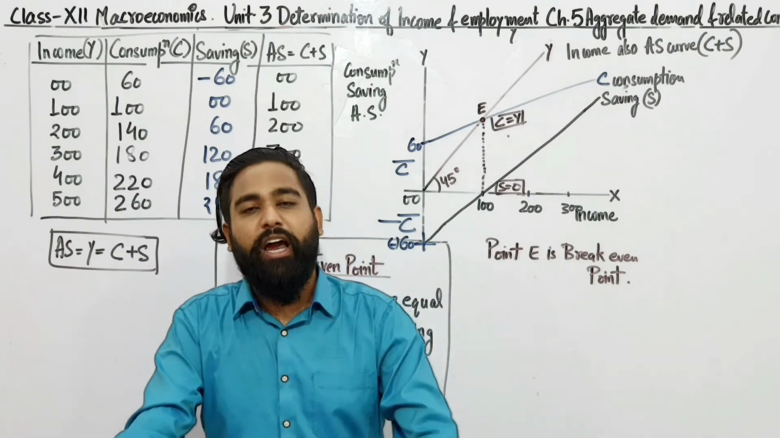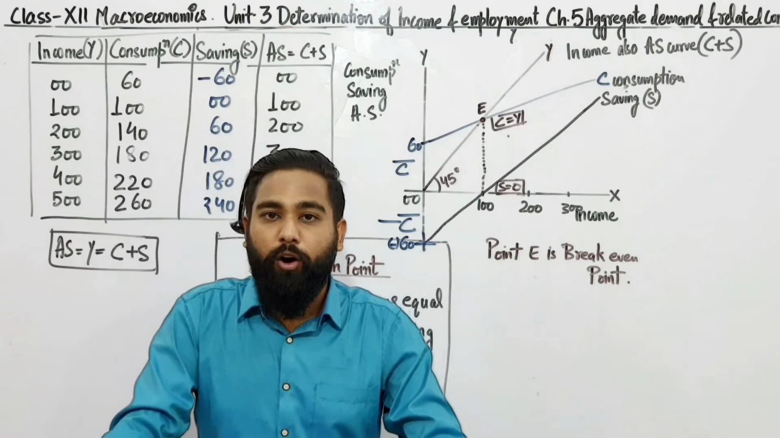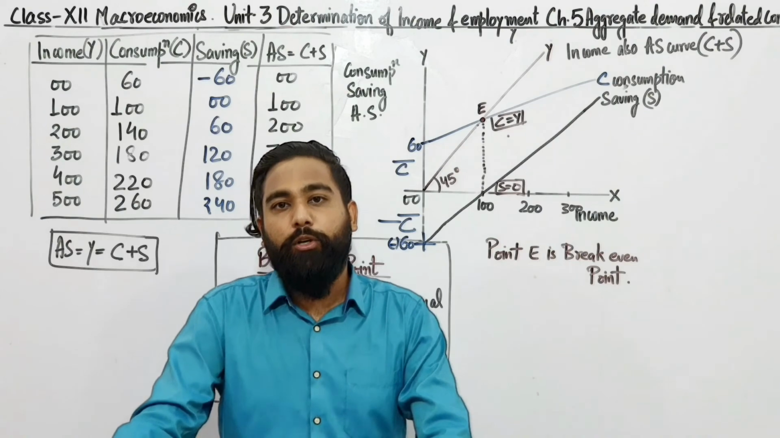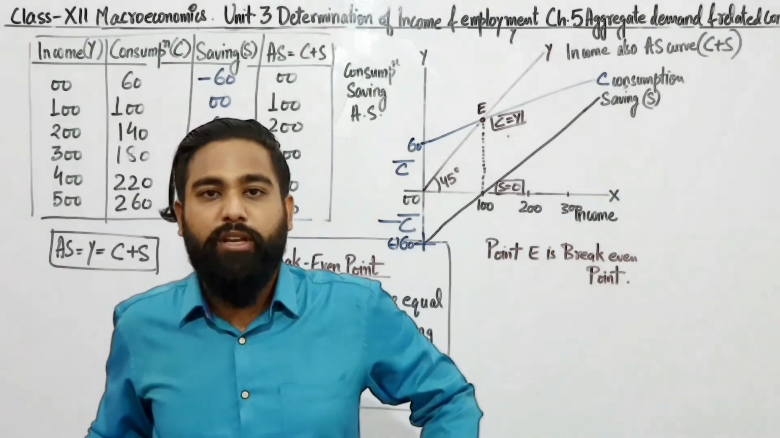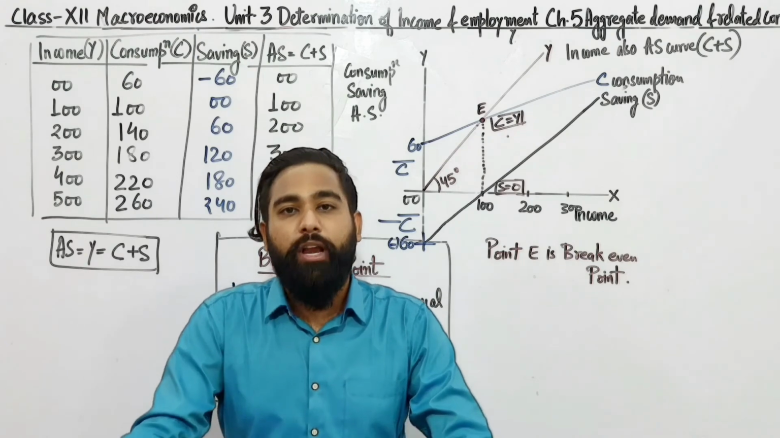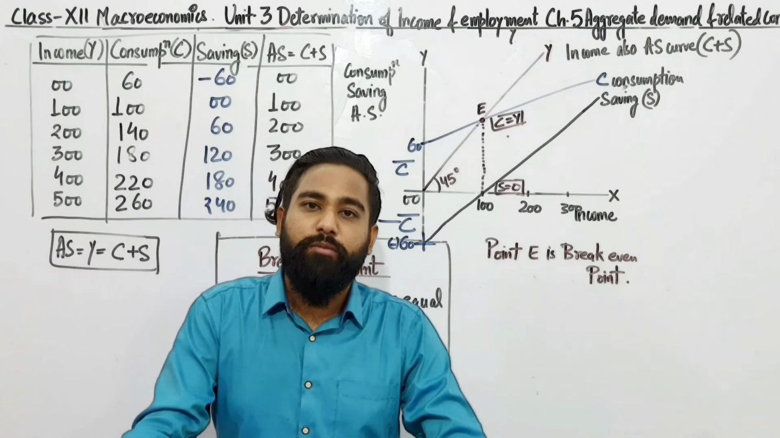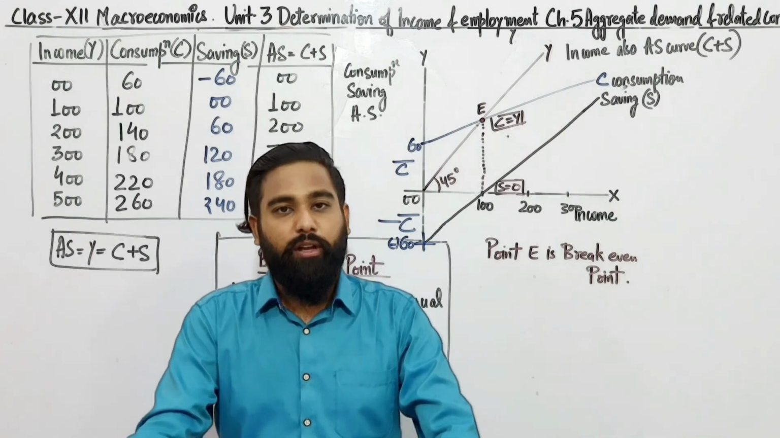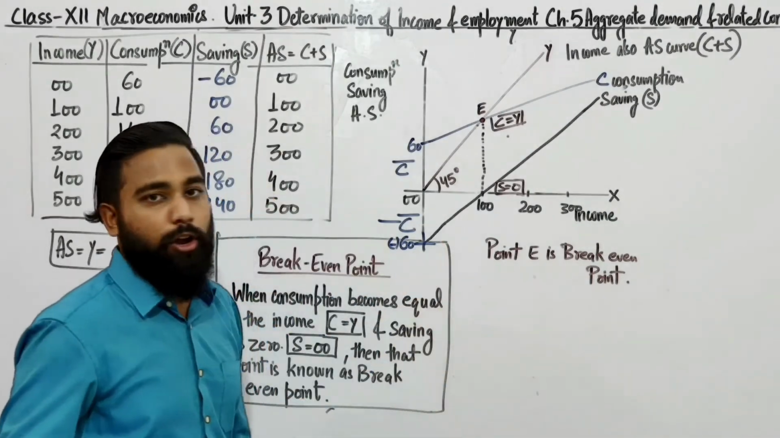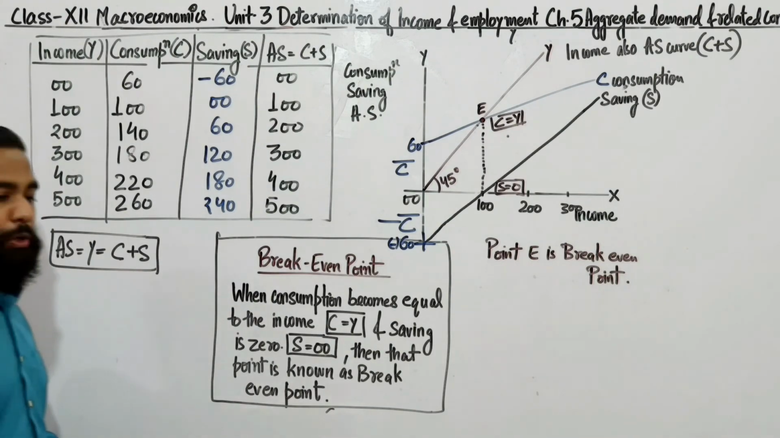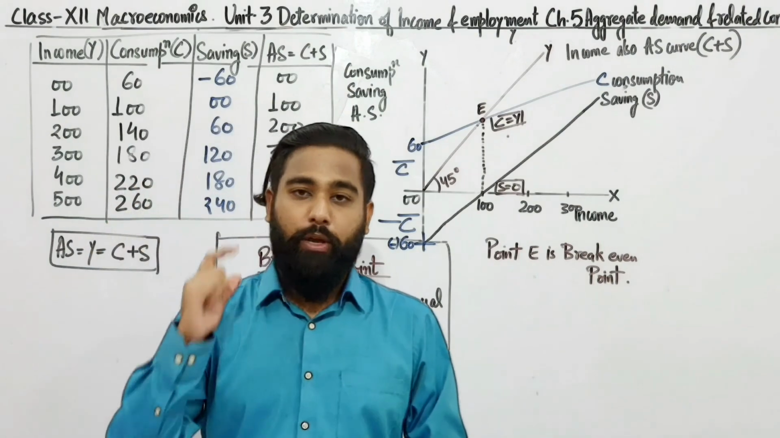You also derived the mathematical formula of the saving curve, which is S is equal to minus autonomous consumption plus Y into 1 minus B, where 1 minus B is the slope of the saving curve. Now students, you have understood a lot. I want you all to take a screenshot of the previous portion of this video so that you can complete your notes by today only.